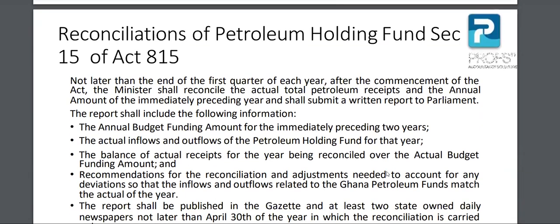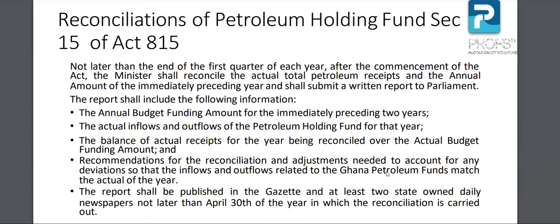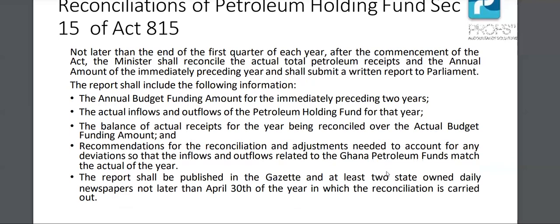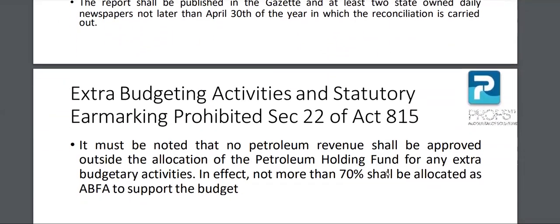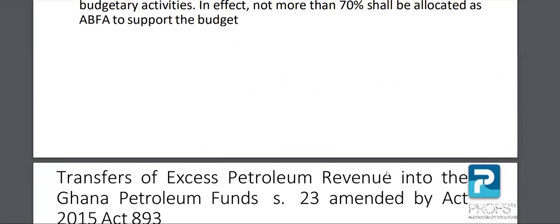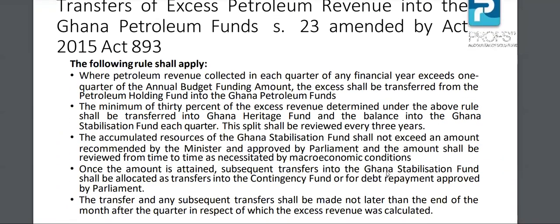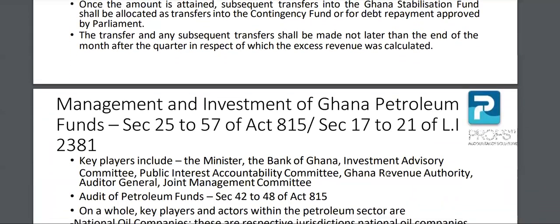As there are budgets and as there are actuals, there will definitely be some reconciliations. That is according to Section 15. When reconciliations are done and there's an excess, one would ask what happens. It will follow the same procedure: a maximum of 70% will go to the ABFA, a maximum of 30% will go to the GPF. So it follows in that order, and basically, that is how it goes. This is the transfer of the excess according to Section 23 as amended.